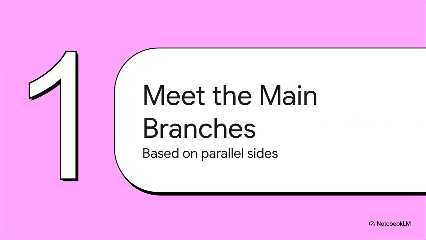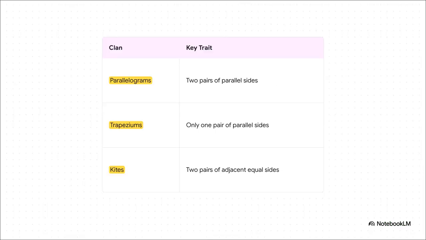So, like any big family, this one's got a few different branches, and the whole family tree really splits apart based on just one critical feature: how it uses parallel sides. This is where we meet the three main clans. And here's the breakdown. First, you've got the parallelograms. These are the overachievers, with two pairs of parallel sides. Then you have the trapeziums, which only have one pair. And finally, you've got the kites, which, they're kind of doing their own thing. They're defined by having two pairs of equal sides that are right next to each other, not opposite. That one little difference changes everything.